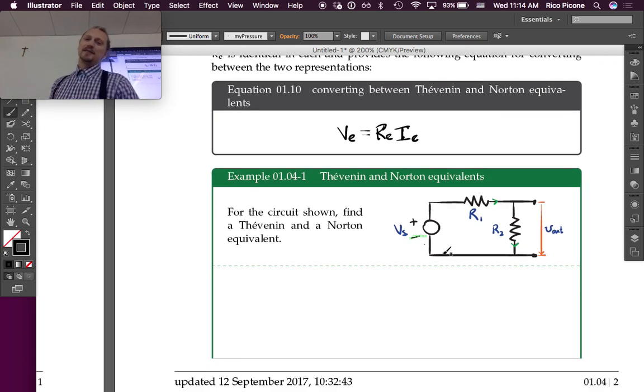All right, so now we have arrived at our example. So I want to find a Thevenin and a Norton equivalent circuit for this circuit. It's pretty simple, right? 2 resistors and 1 source. Could have made it much more complicated, but we don't want to do that much work today in class.